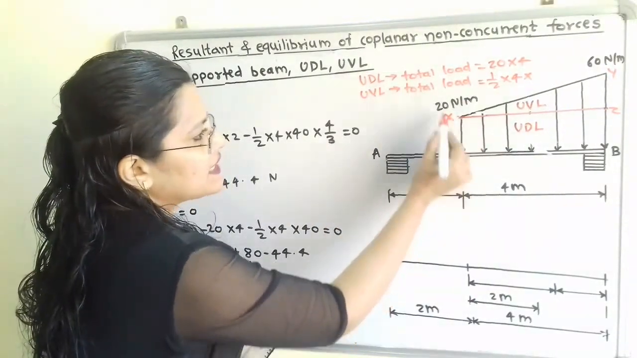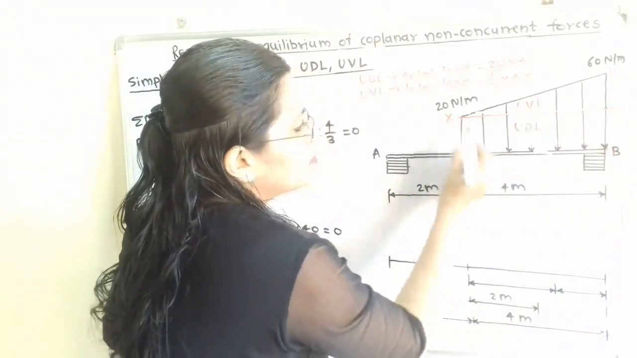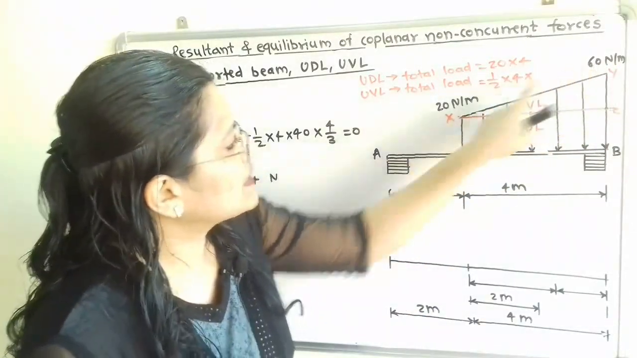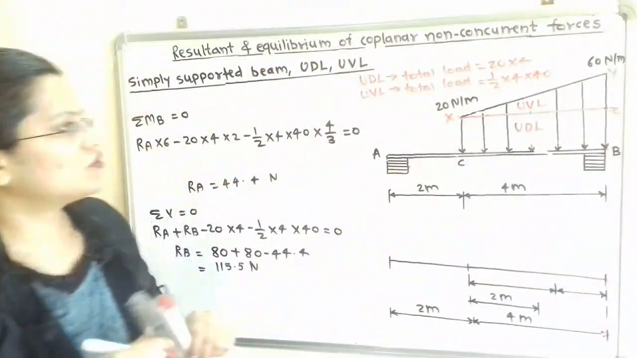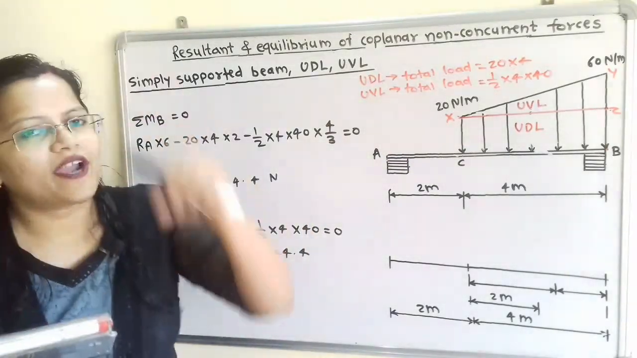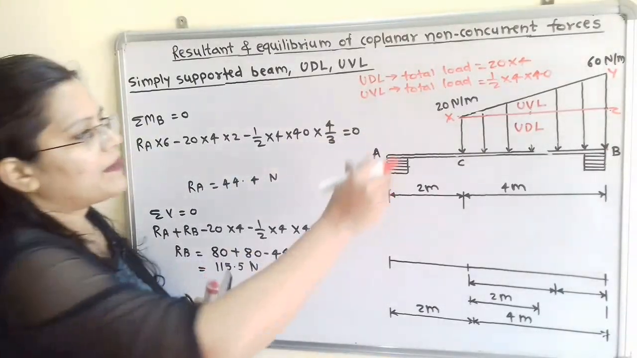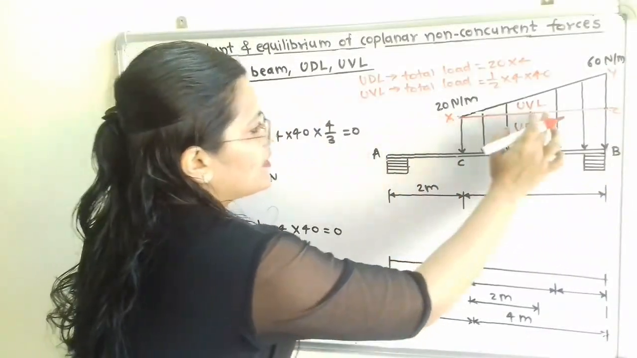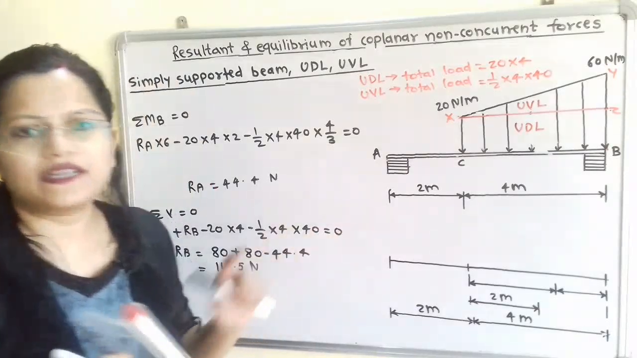So X to C is equal to 20 Newton per meter, and Z to B is also equal to 20 Newton per meter, because this is the horizontal line. So Y to Z is equal to 60 minus 20, that is 40 Newton per meter. So this is the total load for uniformly varying load. So what is the centroid, that is the point of application for this uniformly varying load? It is 1 by 3 meter from the right hand side and 2 by 3 from the left hand side. So we will show it in a separate diagram.